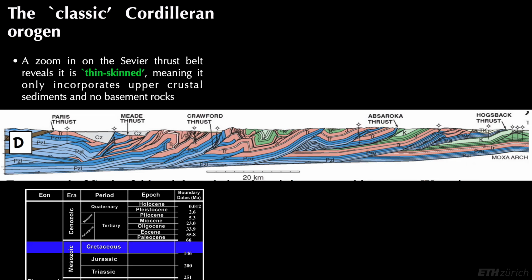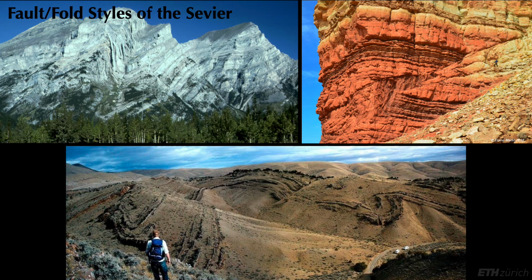This is a cross-section through one of those thin-skinned fold and thrust belts in western Wyoming. You can see that most of the thrusts are developed along particular stratigraphic interfaces, and there are no basement-involved uplifts. Some nice field photos of the deformation style associated with Sevier thrusting, very kink-like folding and discrete faulting patterns involving only sedimentary rocks and not their underlying basement rocks.